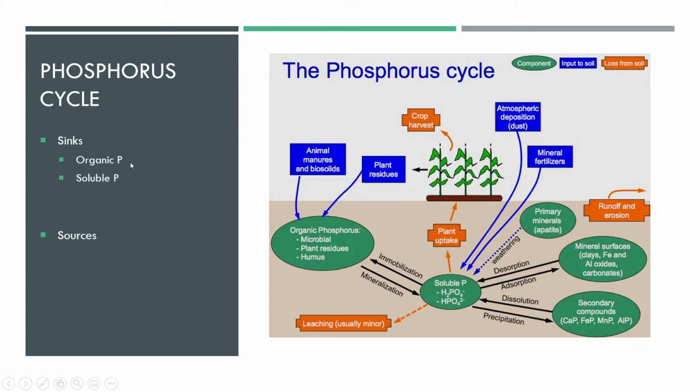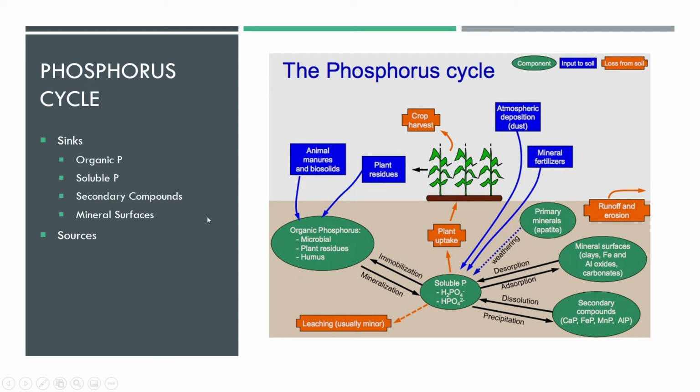Okay, so next is the soluble P. That's going to be H2PO4, and a different hydrogen phosphate, so two different kinds of hydrogen phosphates. You don't have to memorize those, but in case you wanted to know. Soluble Ps are going to be dissolved, or a little more diluted, within the soil. Secondary compounds are formations made from the phosphorus. And the last one is our mineral surfaces. We're going to talk about what these words mean. They're going to be labeled within different minerals.